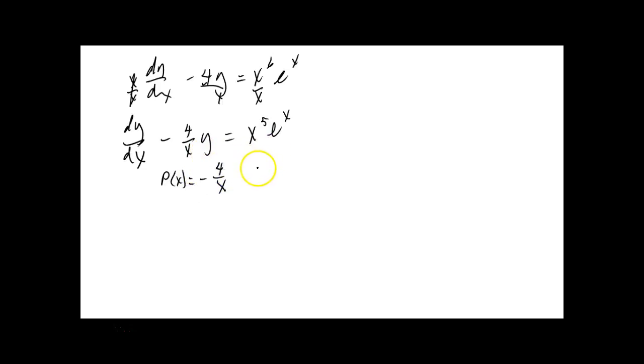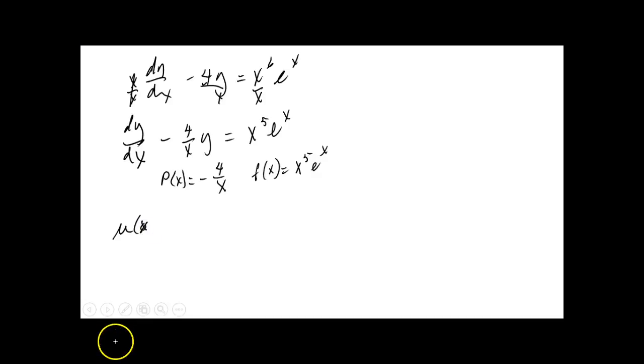And alpha of x is x to the 5th e to the x. Very good. All right. Now, where do we go from here? Now we have the linear equation, standard form. Got it. Where do we go from here? The integrating factor, mu of x.